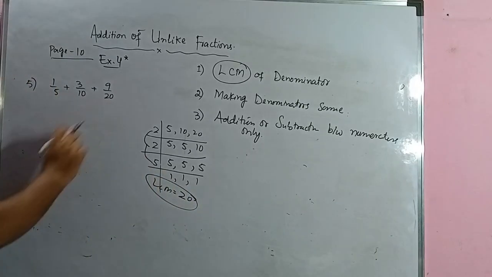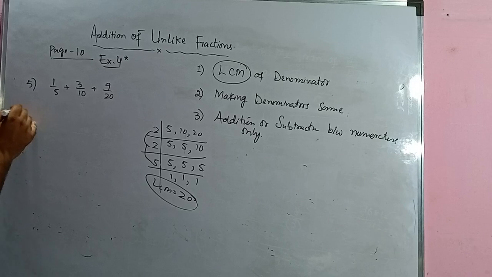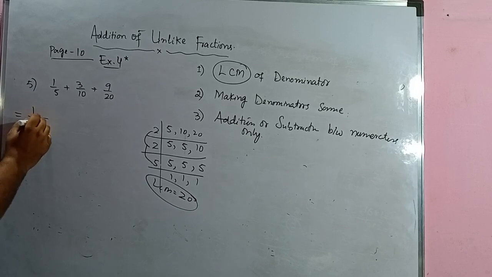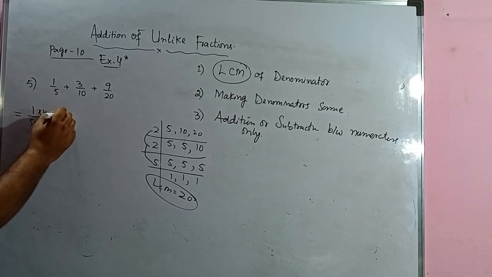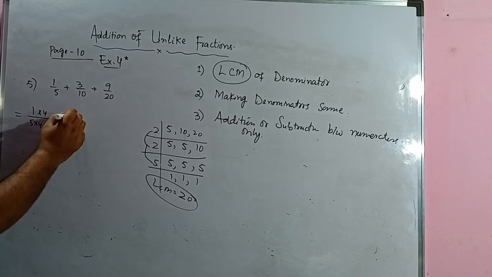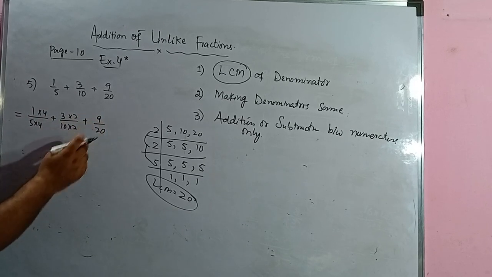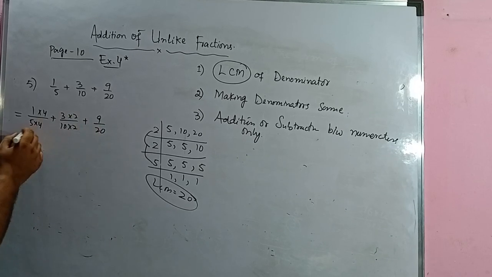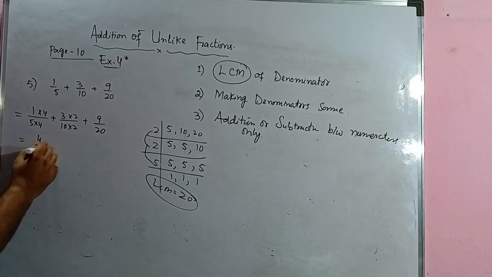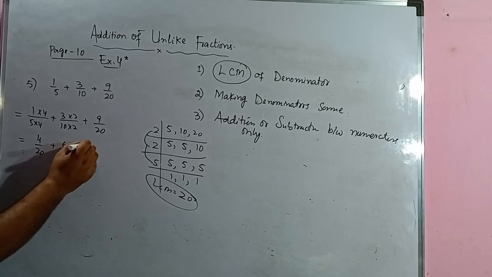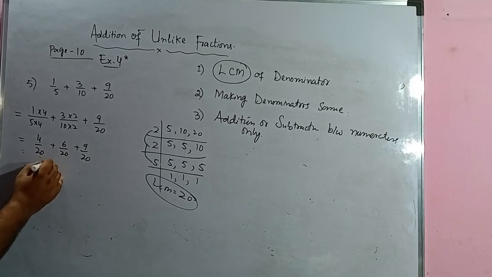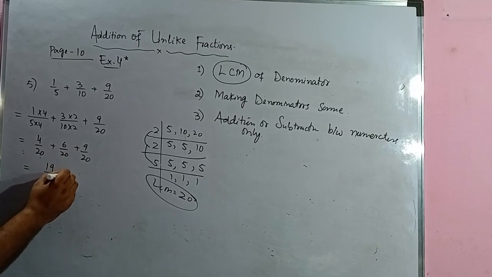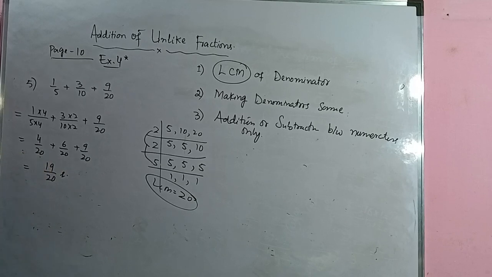The lowest common multiple of 3 numbers is 20. So I will make every denominator 20. 1 by 5 into 4 into 4 plus 3 by 10 into 2 into 2 plus 9 by 20. Here it is 20, we don't need to do any multiplication here. It's 4 by 20 plus 6 by 20 plus 9 by 20. So it's totally 19 by 20. This is the answer of the question. Since this is a proper fraction, we don't need to convert it because we cannot.